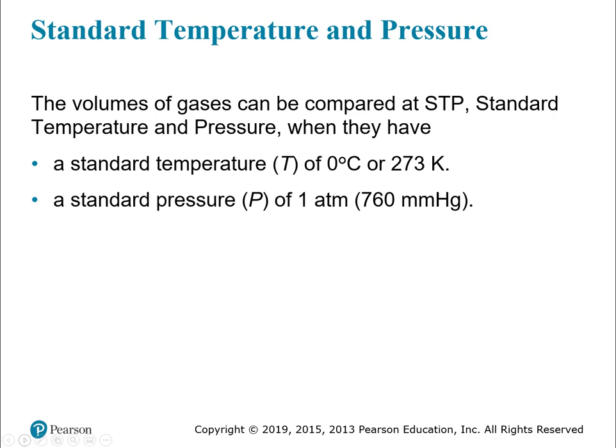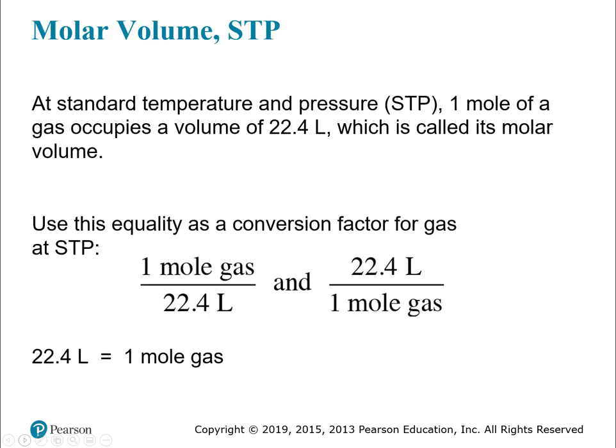Oftentimes, when you see problems for gas laws, it's going to mention something like STP, and that's standard temperature and pressure. When you have gases at STP, you can compare their volumes. STP just means that the temperature is 273 Kelvin, and you've got a pressure of 1 atmosphere. At those conditions, 1 mole of a gas occupies 22.4 liters. This is called molar volume. The equality is right here. So 22.4 liters is equal to 1 mole of gas. You can use that equality to write conversion factors, of course, which are right here.